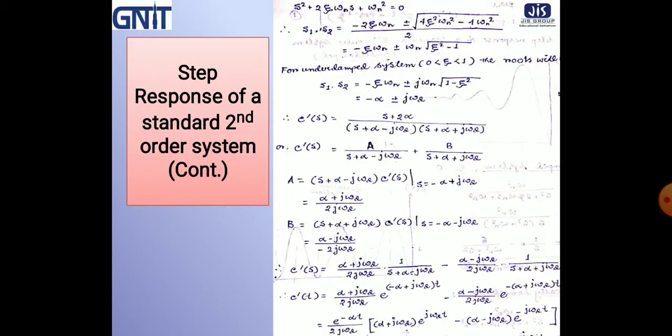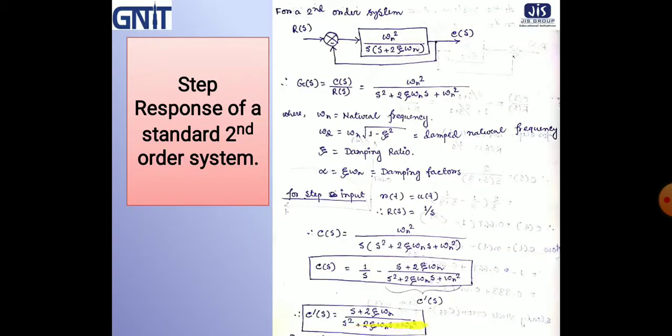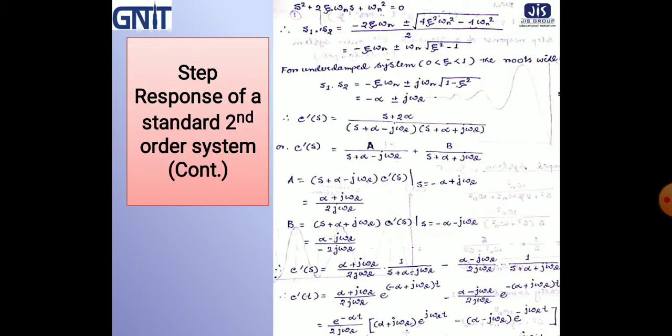So here, in this equation, C dash is equal to this equation. Just take the denominator part and find the roots, that means the poles of the system. Now if we take the denominator part of C dash S equal to 0, then we can get S1 and S2, that means two poles like this, after applying Sridharacharya's rule.